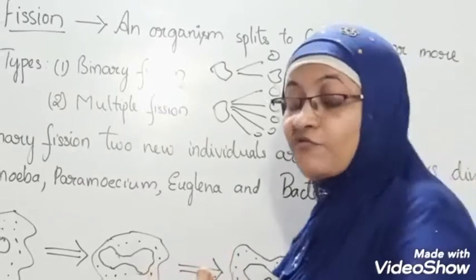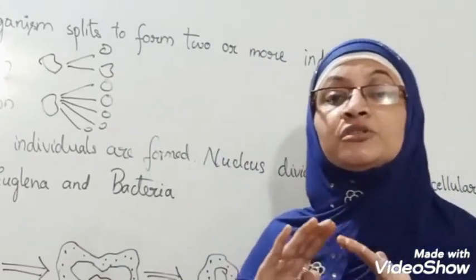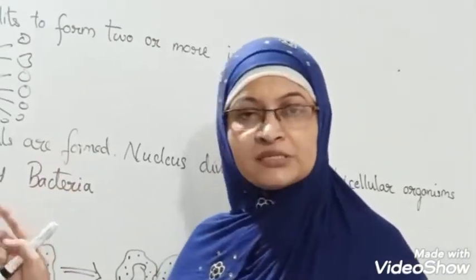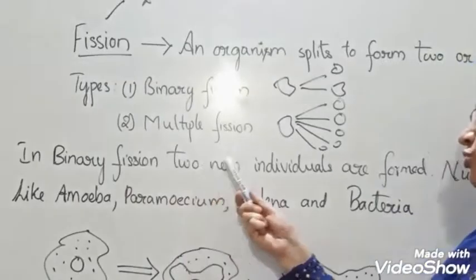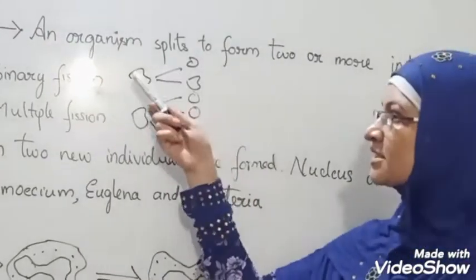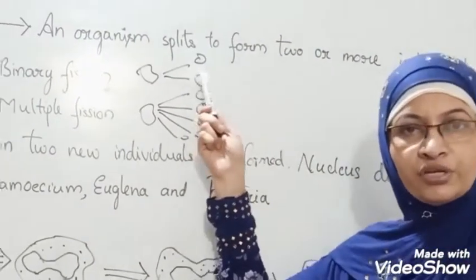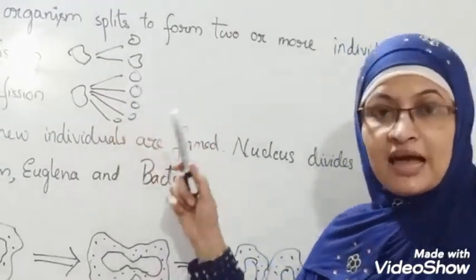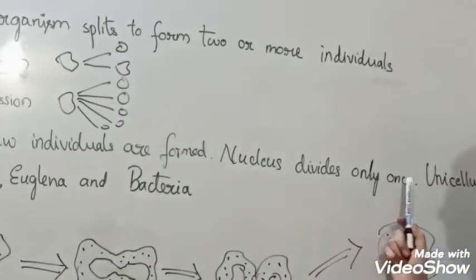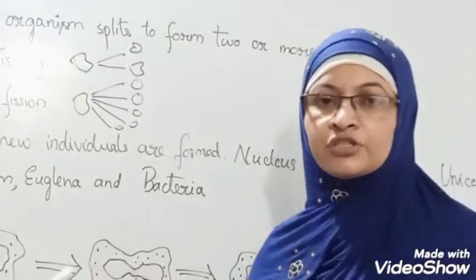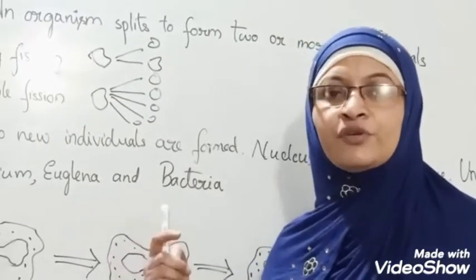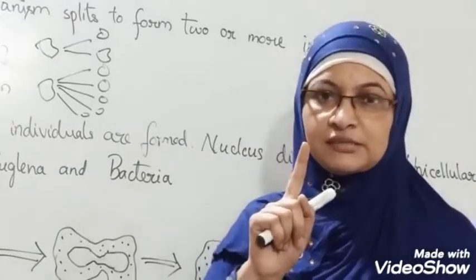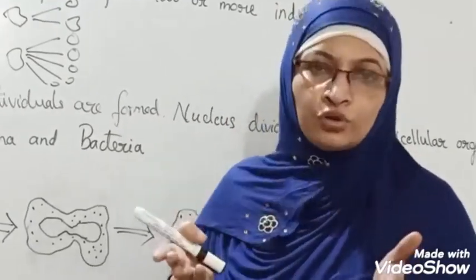Remember, binary fission happens when the conditions are favorable for the organism to reproduce. In binary fission, two new individuals are formed and they are identical to the parent. And the nucleus divides only once. Now I will show you one example over here. By that time you will understand that in binary fission the nucleus of the cell divides only once. That means one nucleus will divide into two nuclei.